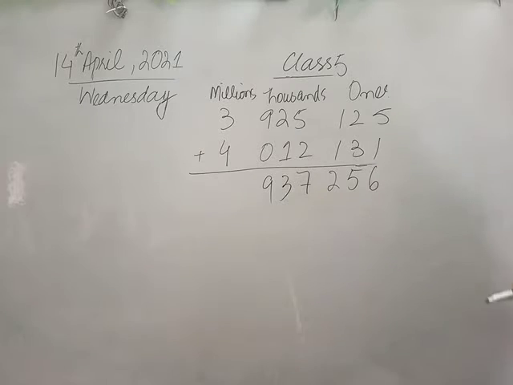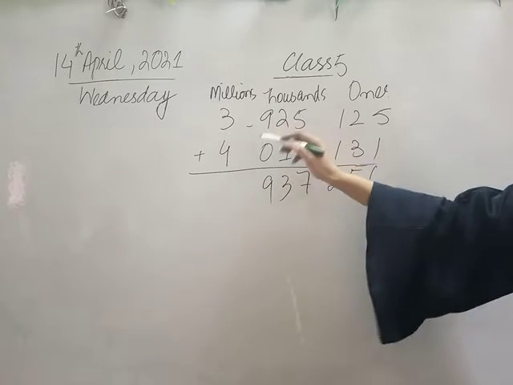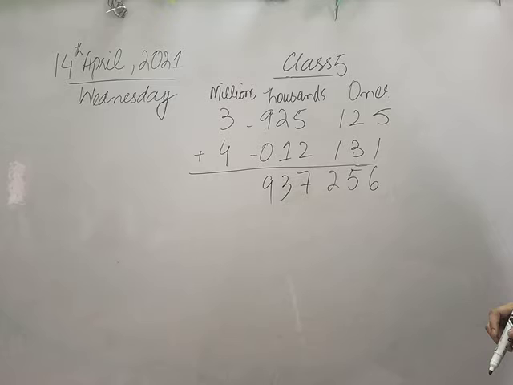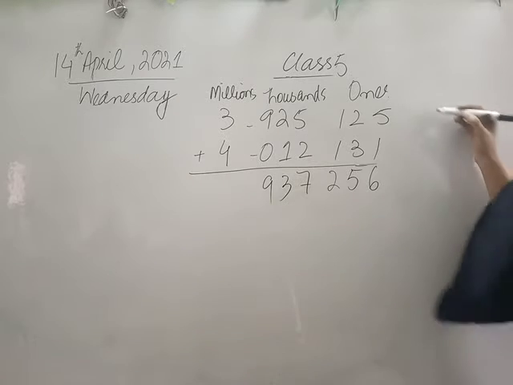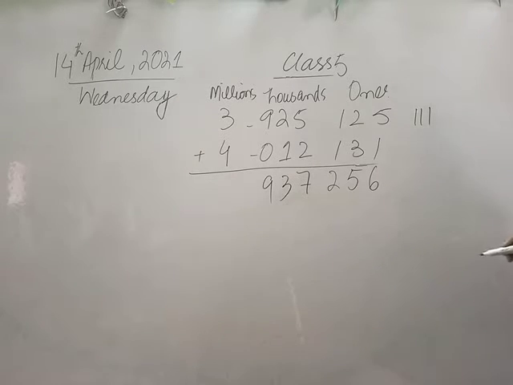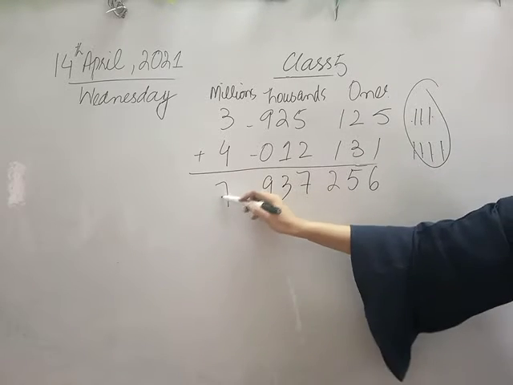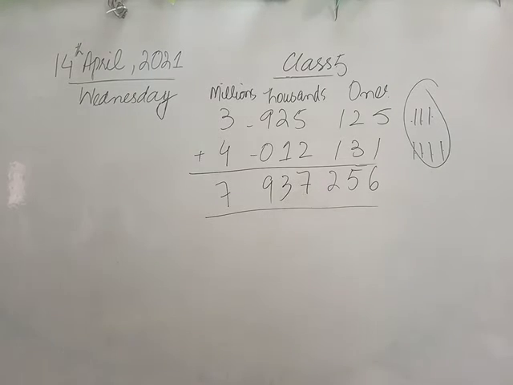Isn't it, class? Fine. Now there is a space again which indicates the next unit, which is millions. So 3 plus 4. 3 indicates upper and 4 indicates lower. So in total 7. So this is how we can solve addition of numbers which go up to millions. Okay.